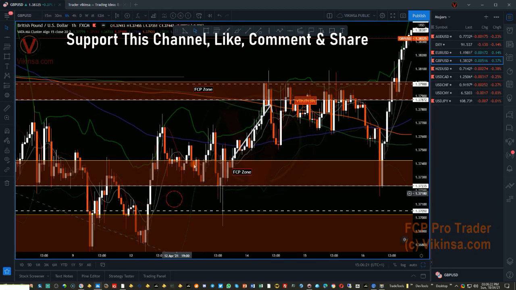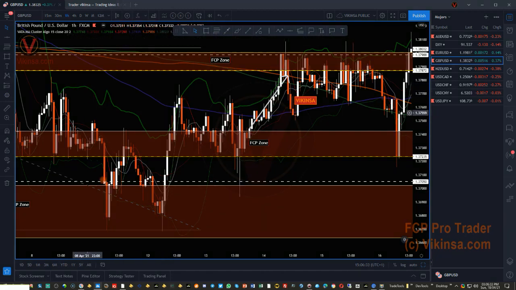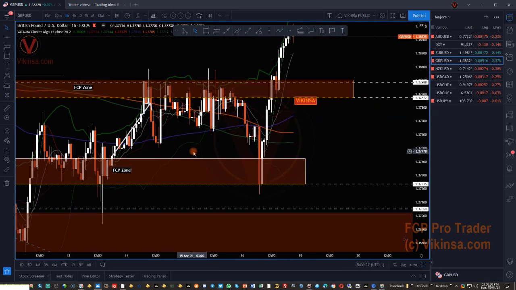So when the market is creating an M pattern here and it has touched this FCP zone, you know that we have an M pattern, and then we have C zone. That means the market could go higher. Similarly, M pattern goes higher, W pattern comes down back into the FCP zone. So this is how it is.